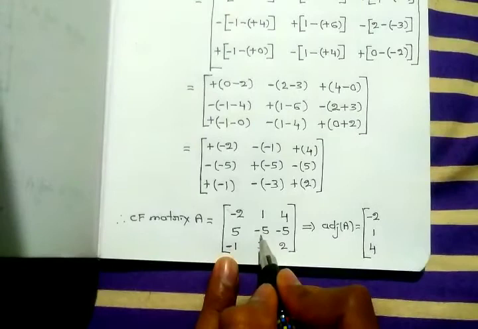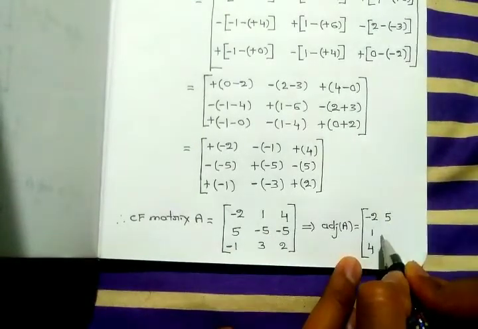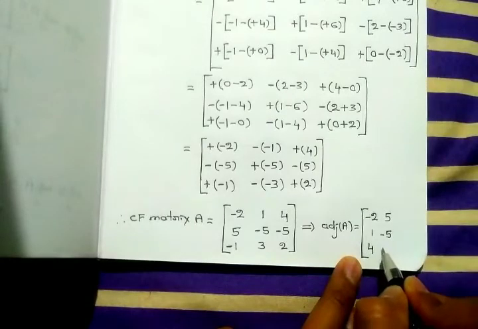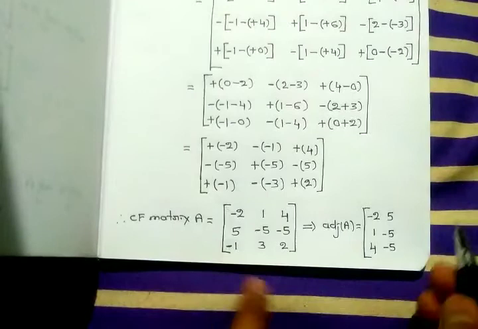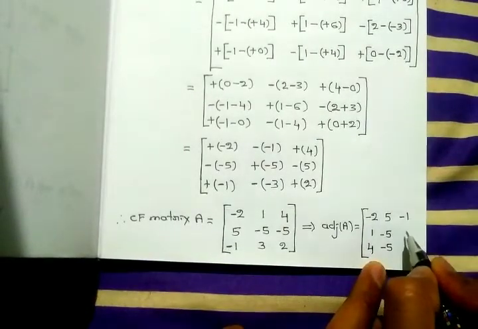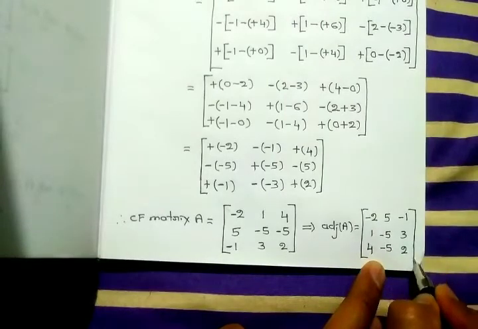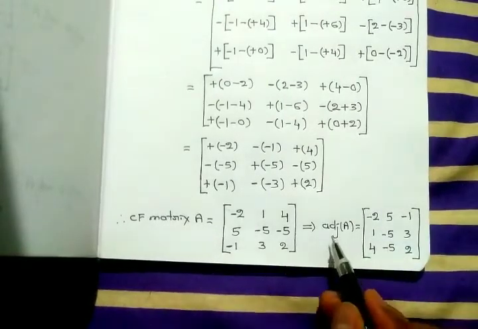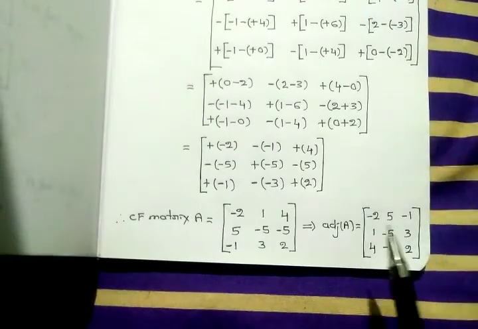Second row 5, minus 5, minus 5. Write it as a second column. Third row minus 1, 3, 2. Write it as a third column. So this matrix indicates what? Adjoint of A. So this is how you need to find out adjoint of matrix for which order?